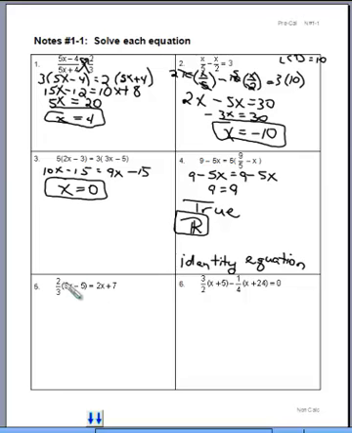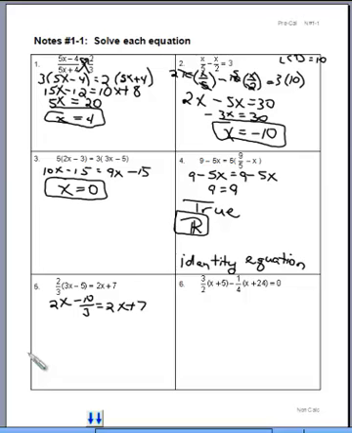All right, let's distribute this one. Number 5, we see the 3's are going to cancel out. So you have 2/3 times 3x is going to be 2x. 2/3 times negative 5 is going to be negative 10/3. And that equals 2x plus 7.